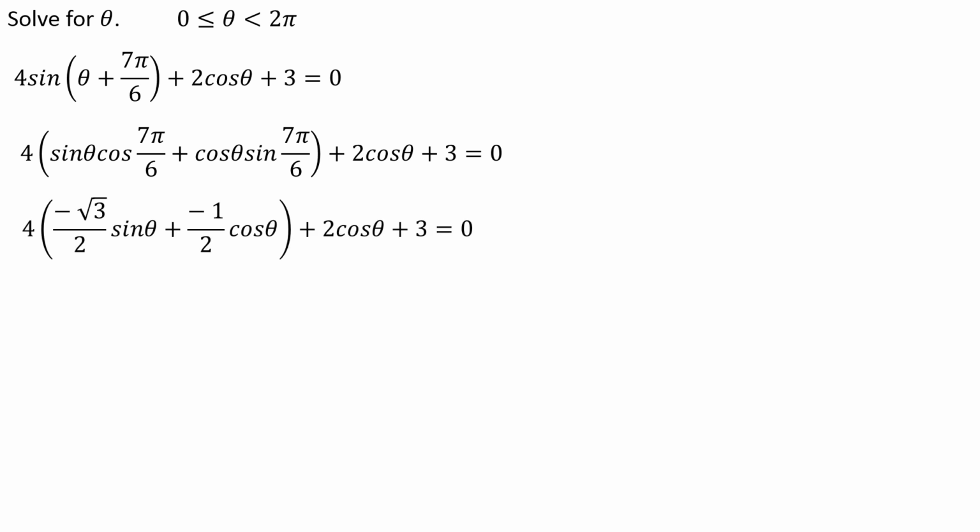Of course, cosine of 7 pi over 6, that's negative root 3 over 2, right? We're in quadrant number 3. Both sine and cosine are negative in quadrant 3, right? Because 7 pi over 6 is just past pi. Sine of 7 pi over 6 is negative 1/2.